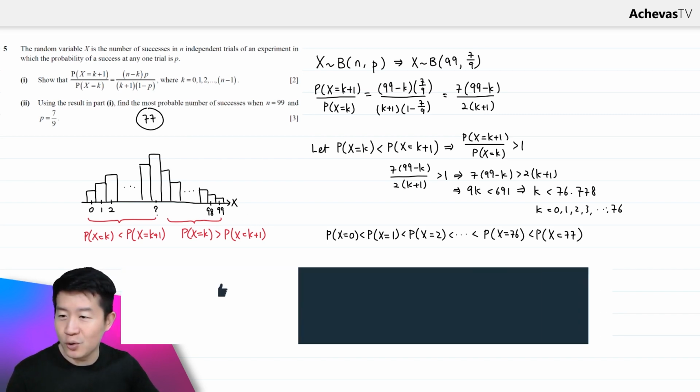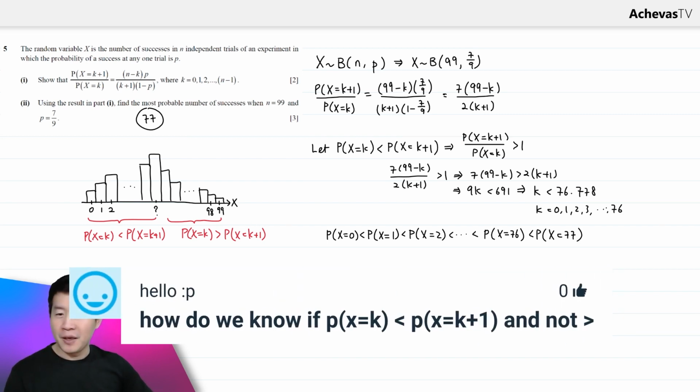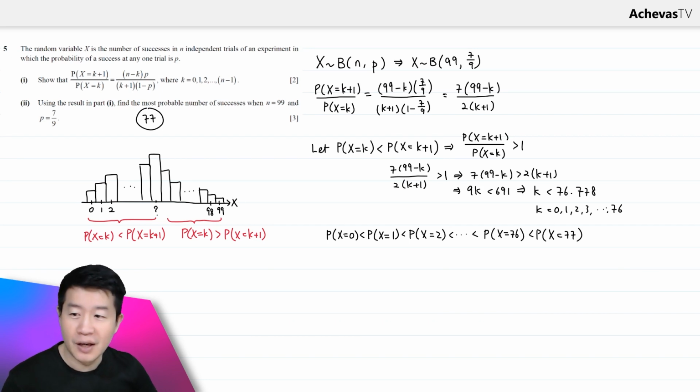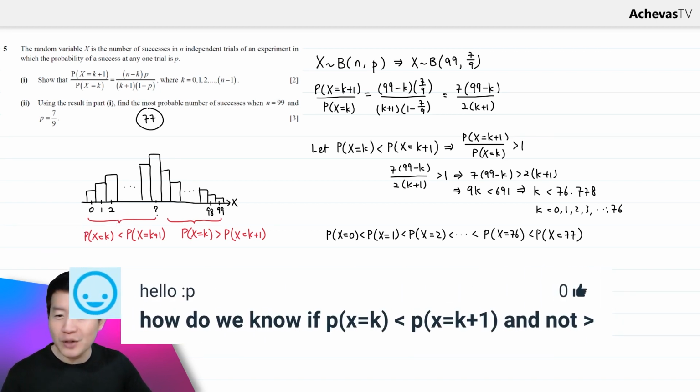So for Hello, this question that you're asking, we can explore this if we were to look at the other side of the binomial distribution graph. For what you're asking now, you can look at the left-hand side.